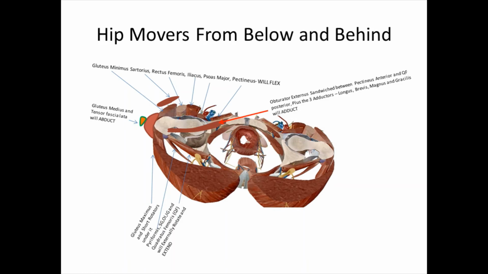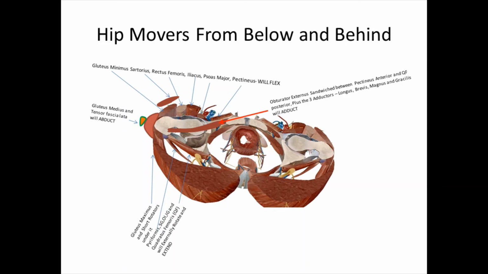So in front you see the flexors: the gluteus minimus, then the sartorius, then the rectus femoris, then the iliacus and the psoas major, and medial most the pectineus. See their placement. The artery, vein and nerve are placed anterior to them.